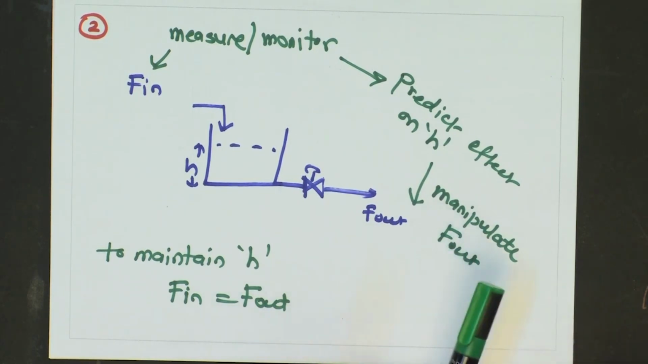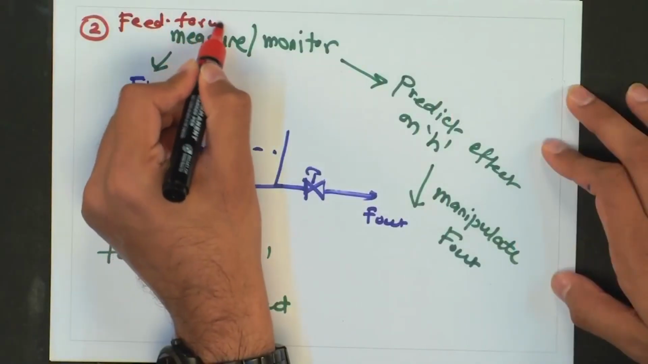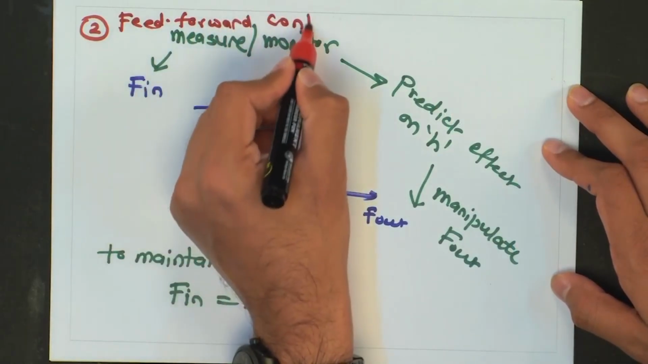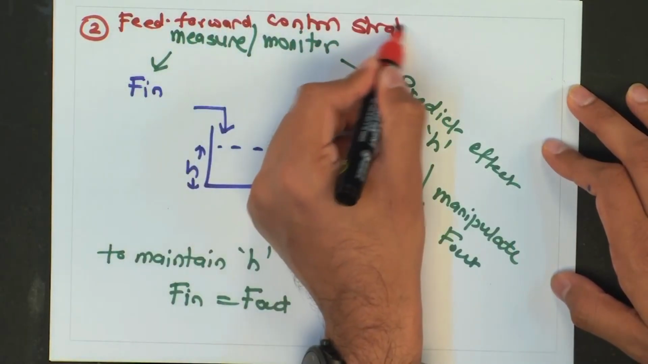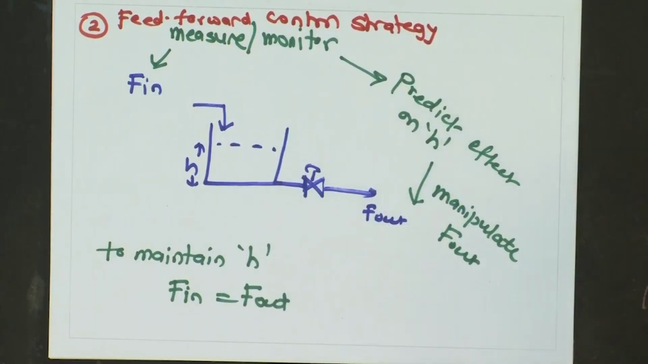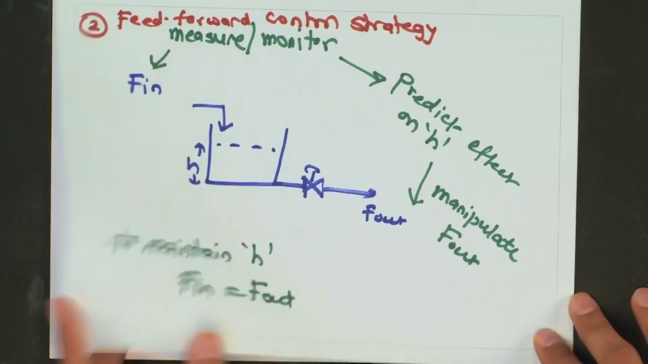So, this type of control system where you predict the effect of the disturbance and try to take an action before the system reacts to that disturbance is known as a feed forward control strategy. Okay. So, now again try to think, is there any other way I can control or maintain height inside this tank?